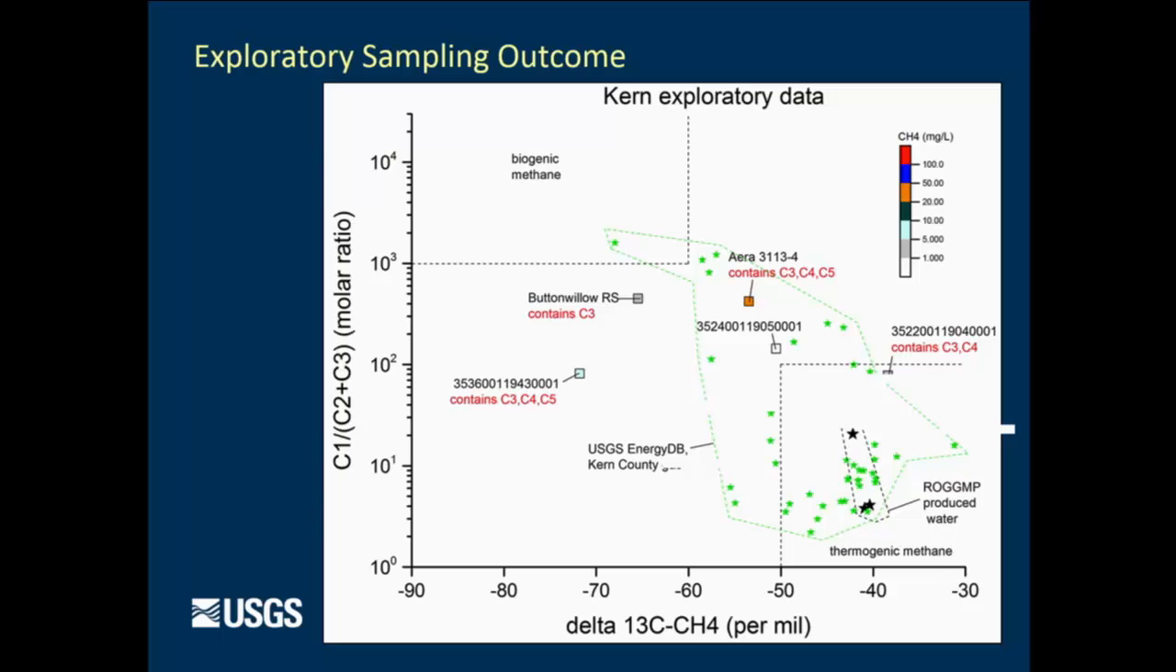So the story here is that we can see differences. We can see produced water where it should be, and we can see mixing. So we think that this tool is going to be able to help us figure out those areas where there is heat-related sources of groundwater.